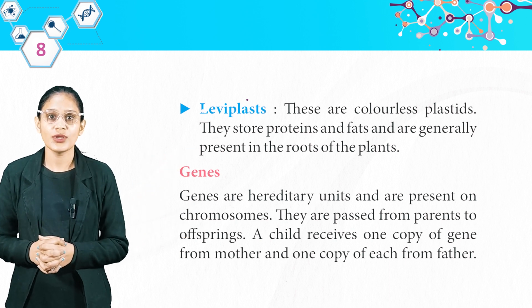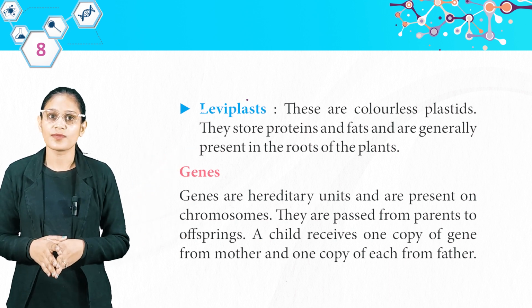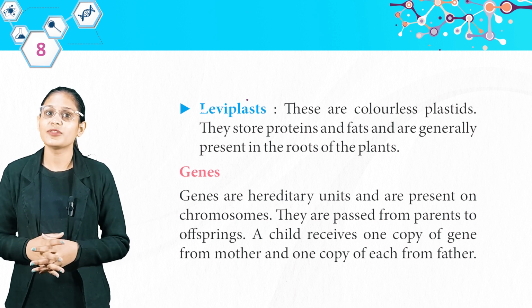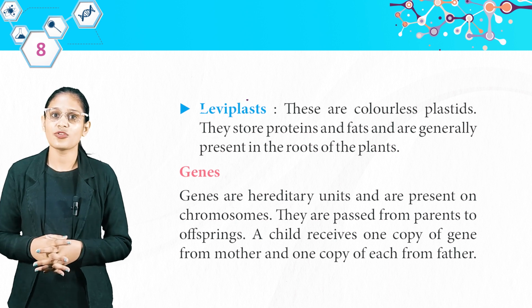Now we have genes. Genes are hereditary units and are present on chromosomes. They are passed from parents to offspring. A child receives one copy of gene from mother and one copy from father.